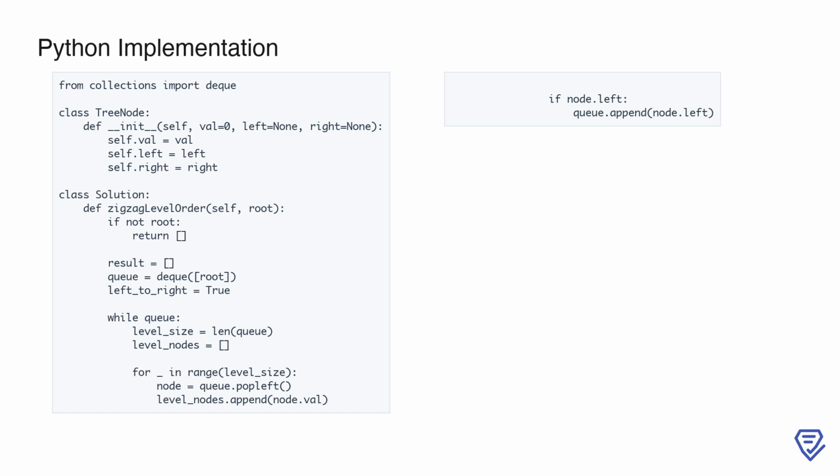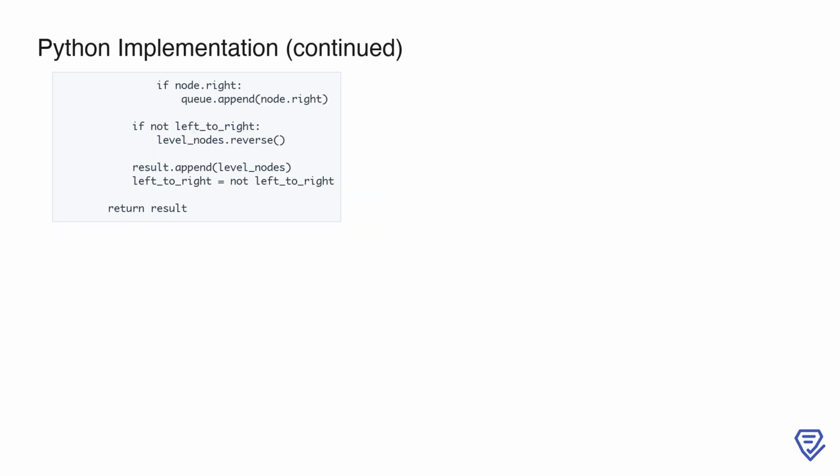Now, we enter a while loop that continues as long as there are nodes in the queue. Inside this loop, we first determine the size of the current level using the length of the queue. We also create an empty list called level_nodes to store the values of the nodes at the current level. For each node in the current level, we use a for loop that runs level_size times. Inside the loop, we remove the first node from the queue using popleft and append its value to the level_nodes list.